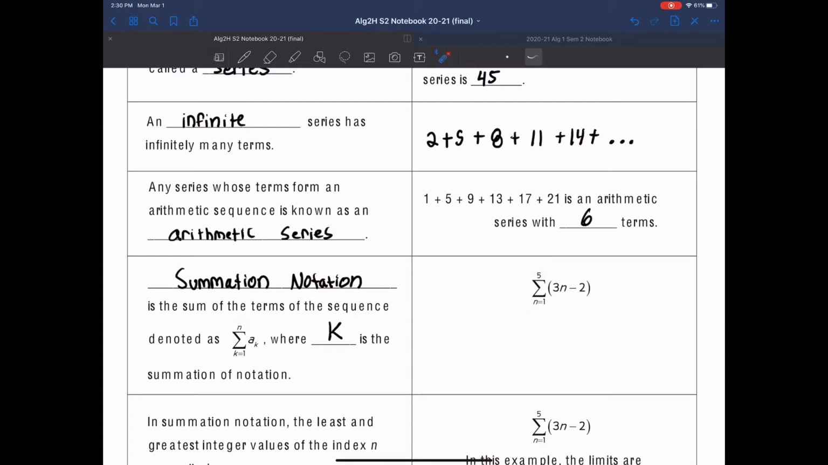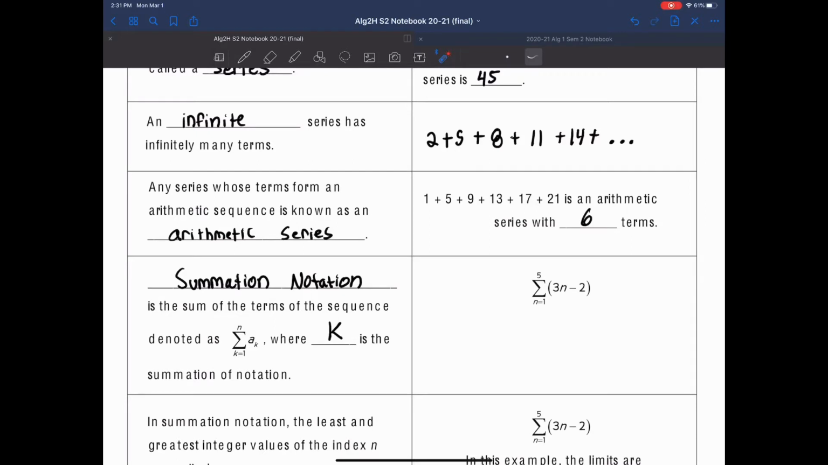Now, what this means is the first thing you're going to plug into the formula, 3n minus 2, is the number 1. The last thing you're going to plug into that formula is the number 5, and you're going to plug in every integer between 1 and 5. So you're going to plug in n equals 1, n equals 2, n equals 3, n equals 4, and n equals 5. You continue to plug in all of the integers from the lower limit to the upper limit, and then we're going to take all those terms and add them together. That is what summation notation represents.